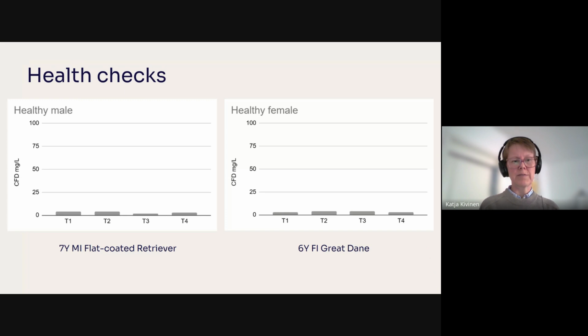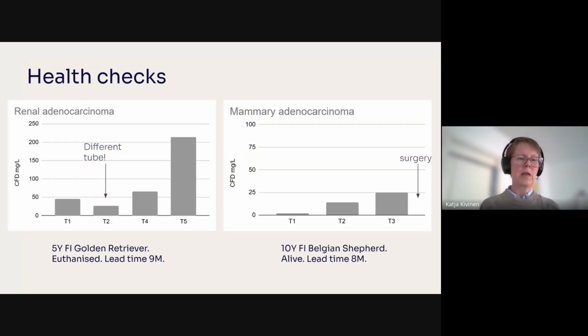So here's a 7-year-old male flat-coated retriever and a 6-year-old female Great Dane. Very low levels of cfDNA, very stable levels as well. Here we have 2 dogs with cancer.